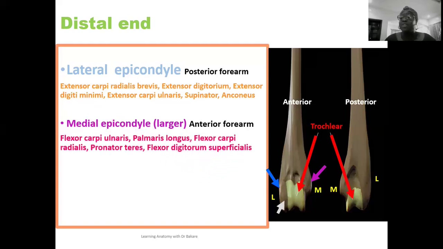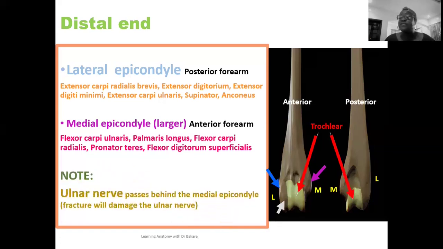While the medial epicondyle is also created for the attachment of muscles, they are specifically related to muscles located in the anterior compartment of the forearm, which is basically the flexor compartment of the forearm. These muscles include the flexor carpi ulnaris, the palmaris longus, the flexor carpi radialis, pronator teres, and flexor digitorum superficialis. So these are the muscles related to the medial epicondyle, and it is important that we highlight this in case you are asked during your examination.